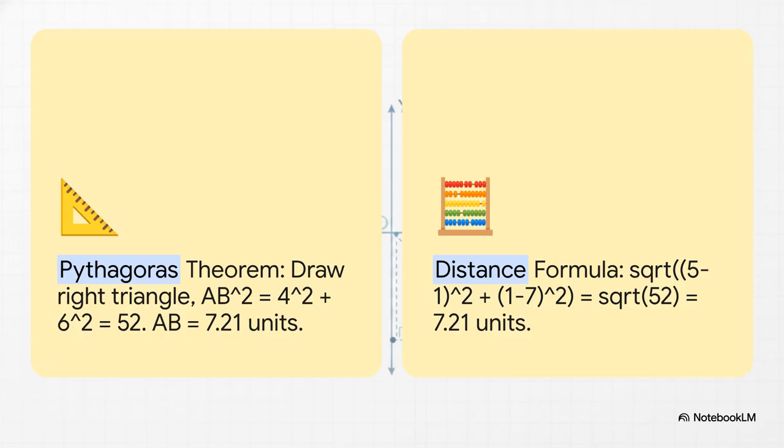Using Pythagoras' theorem, the slanted line, which is our hypotenuse, squared is equal to 4 squared plus 6 squared. That's 16 plus 36, which gets us 52. Take the square root of 52 and you're looking at exactly 7.21 units.